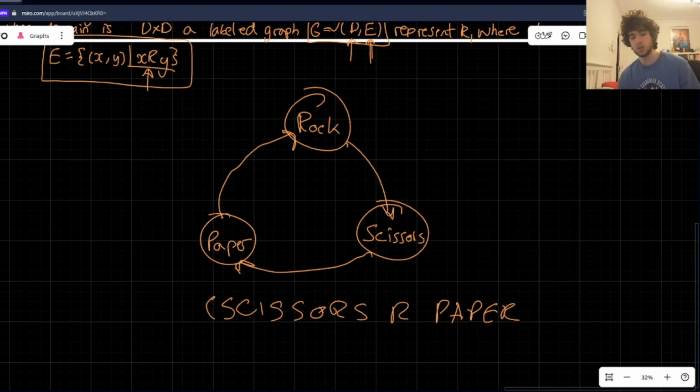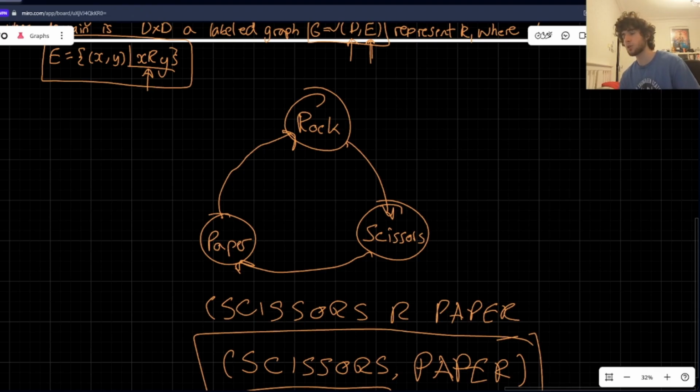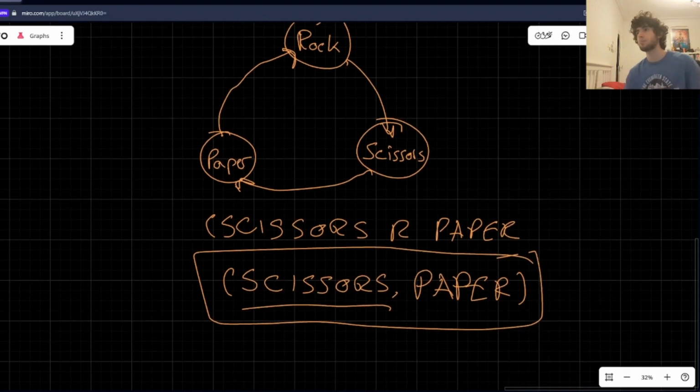And then we also obviously know D is the set. So obviously the input to our relation is the Cartesian product of D with itself, because remember that you're comparing effectively the first player's choice with the second player's choice, right? So for example, scissors, paper, this is one example of something that you might input into the relation, and that's an ordered pair.